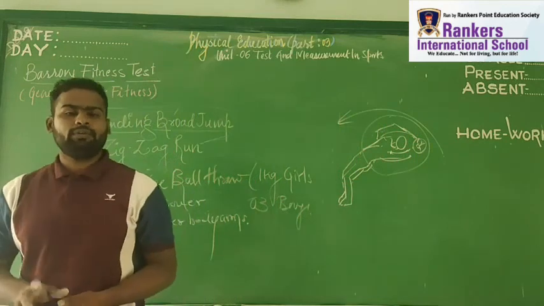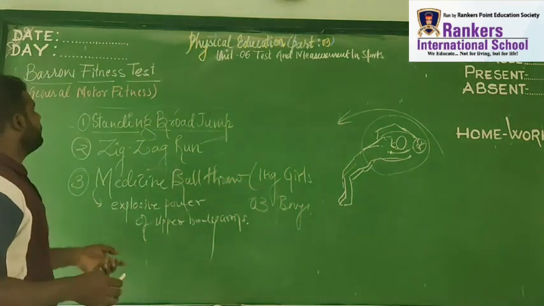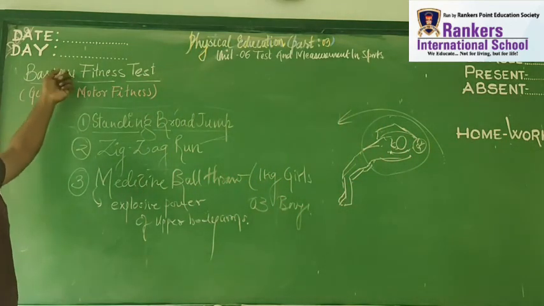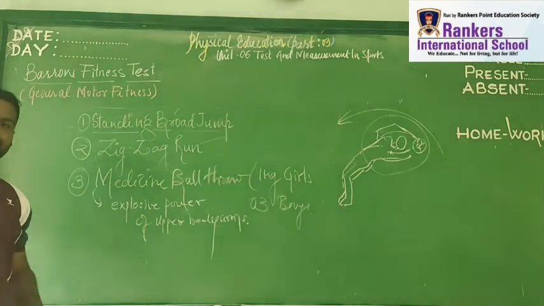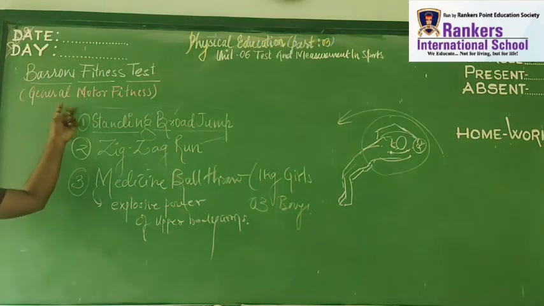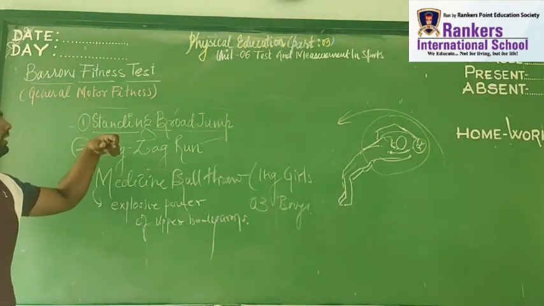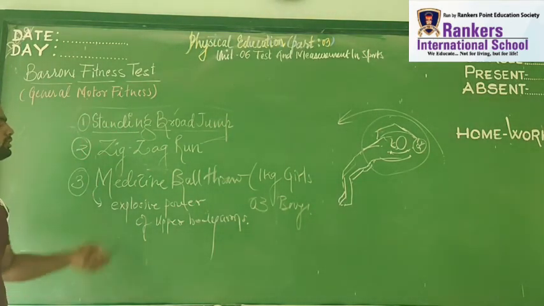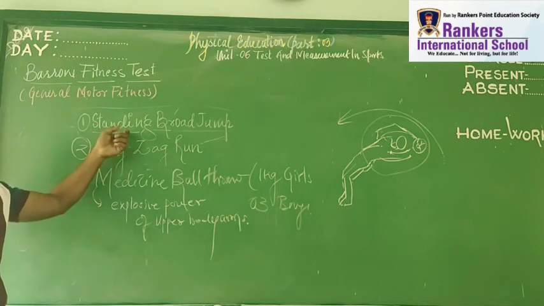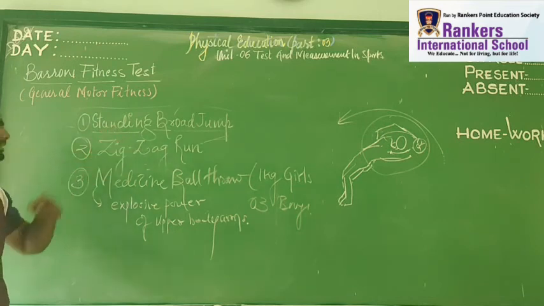So general motor fitness we understand. What we understood is that the para fitness test measures general motor fitness. Second thing we understand is that Dr. Howard gave this in the 19th century. It consists of 3 tests: a standing broad jump, second is zigzag, third is medicine ball.